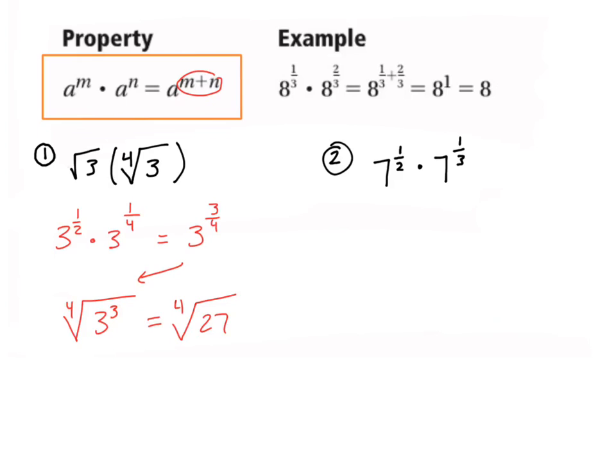In the second problem, very basic problem here, we've got 7 to the 1/2 power, 7 to the 1/3 power. We're going to add those exponents, but in order to add these, we need like denominators. So let's make this 3/6, and we'll make this 2/6. So that becomes 7 to the 5/6 power. We could make this radical form if we want, so the 6th root of 7 to the 5th. I'm not going to multiply this out right now. I'm just going to leave it like that for now.